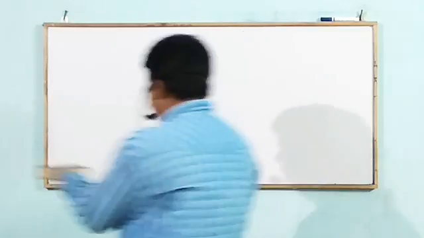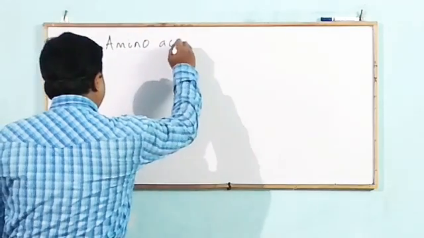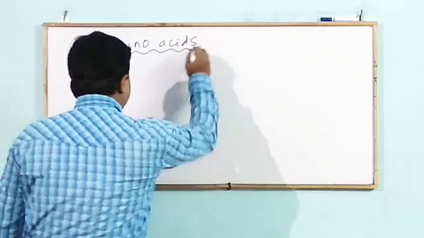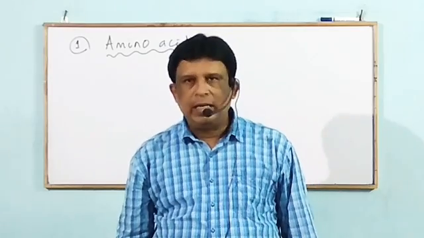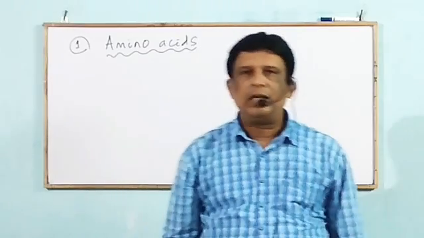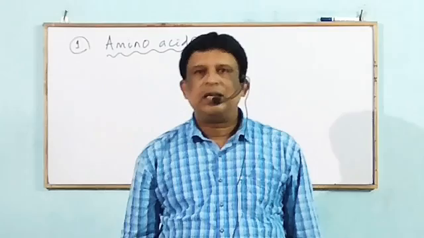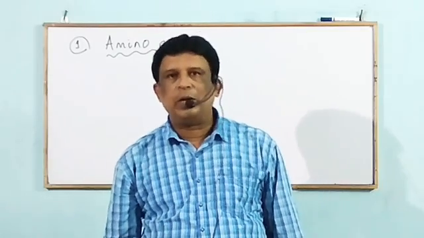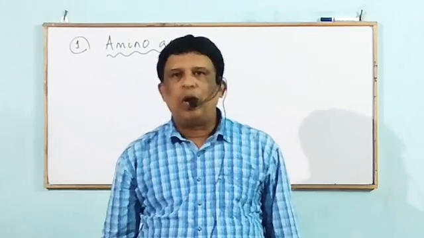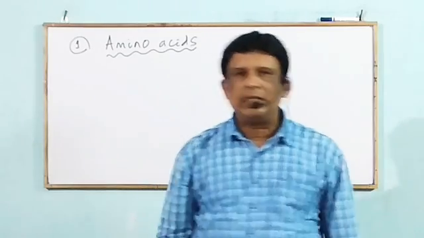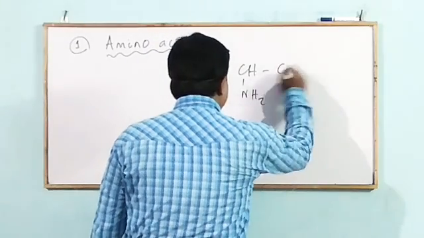Come to the point. Point one is amino acid. What is an amino acid? Normally proteins are linear polymers of alpha amino acids. These are regarded as the building blocks of proteins. These are represented as R, CH, NH2, COOH.